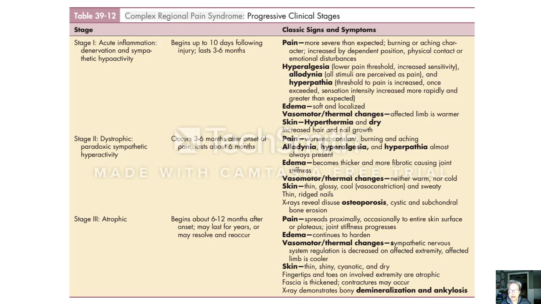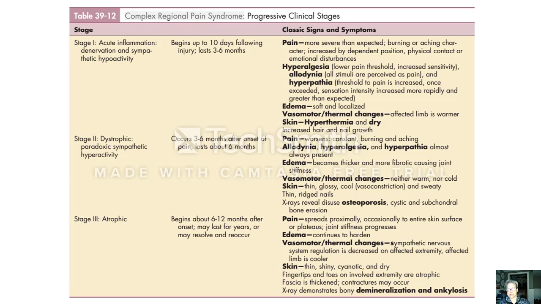You're going to have edema that becomes thicker and more fibrotic, causing joint stiffness. Vasomotor thermal changes, neither warm nor cold. Skin thin, glossy, cool, and sweaty. Thin, rigid nails. X-rays reveal disuse osteoporosis, cystic, and subchondral bone erosion. Stage 3, atrophic. Begins about 6 to 12 months after onset, may last for years, or may resolve and recur.